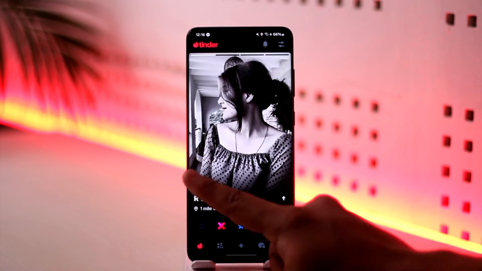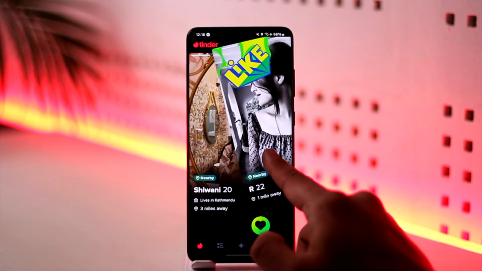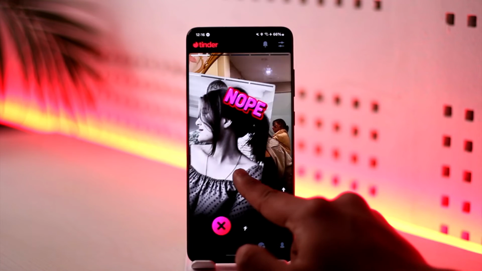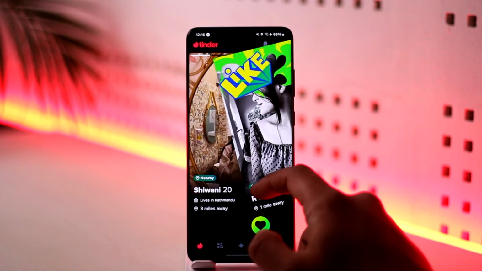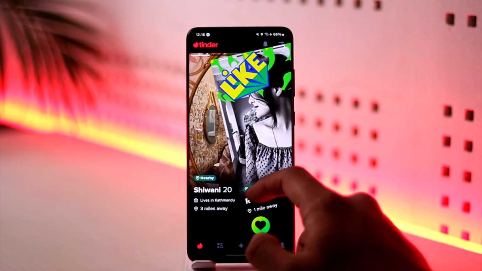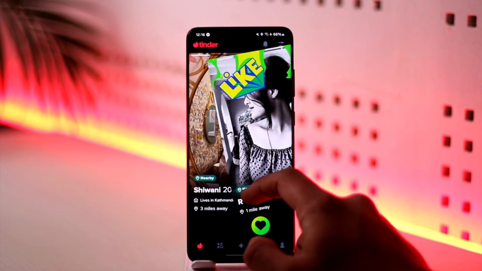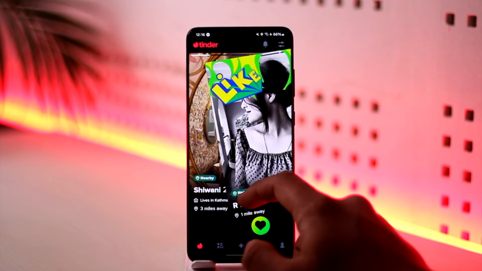to start swiping. Now, when you swipe right, it means that you like this person. When you swipe left, it means that you don't like this person. Now if I swipe right on this lady right over here, what happens is that if she sees my profile and then she likes me as well, this lady and I are a match.